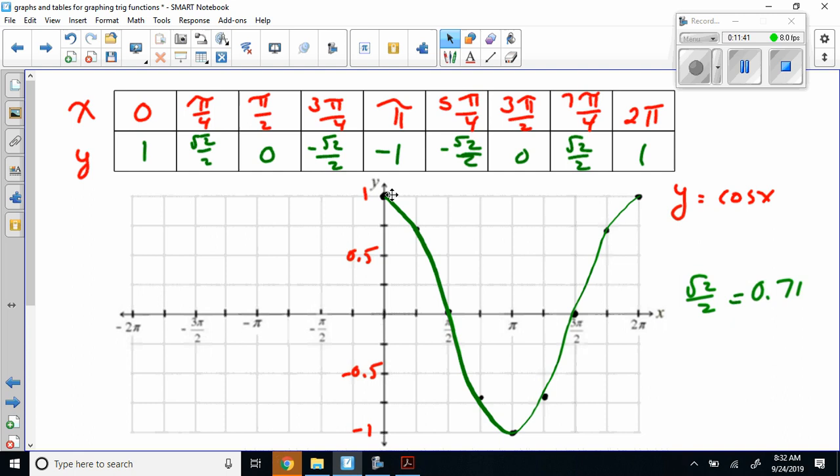Questions? How long does it take for the pattern to repeat? No. Look at your graph. Look at your graph. What is it? 2 pi. Folks, so we say that the period is 2 pi. Okay? How long did it take for the sine wave to repeat? Huh? 2 pi.